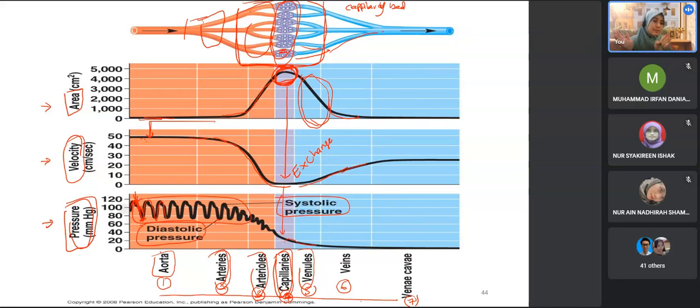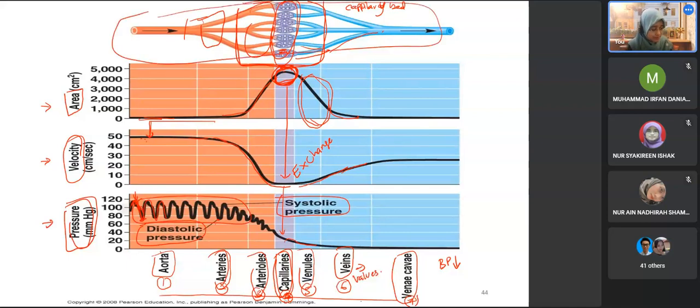Sebab dia dah bercabang. It branches. Okay, it branches into the many blood vessels. So this causes the pressure to drop even more. Okay, so vein and also vena cava will receive blood with low blood pressure. Okay, so that's why for veins they have to have valves. Okay, valves. Right? So you should know how to read these three graphs and also relating to these blood vessels at the top. Okay.